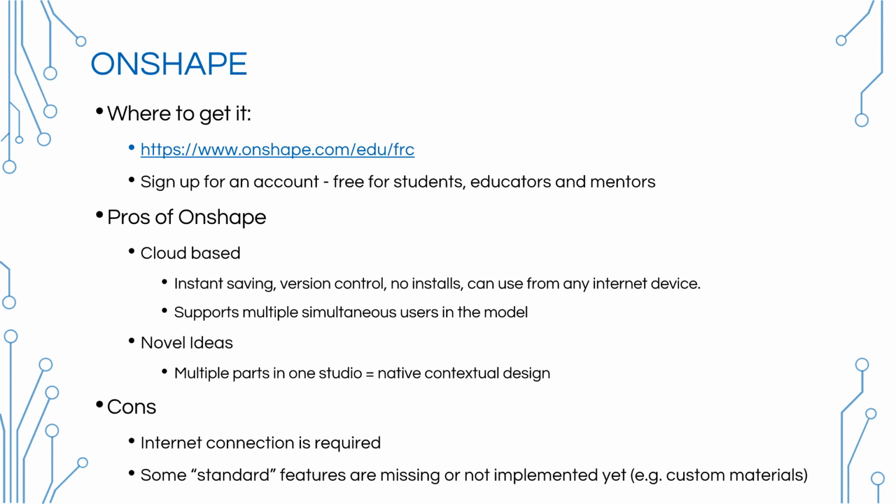And then there's also some standard features that are missing or not implemented yet. They're always adding stuff, but for example, sheet metal capability didn't show up in OnShape until the middle of the season last year. And then they don't have support for custom weights right now. So if you're trying to track the weight of your robot in OnShape, that makes it a little more challenging. We ended up having to use a spreadsheet because we can't say, oh, the sim motor weighs this much. You just have to know that the sim motor weighs that much and find out the weight of the custom parts that you're making.